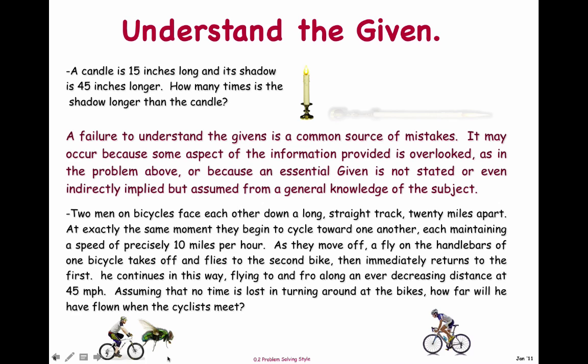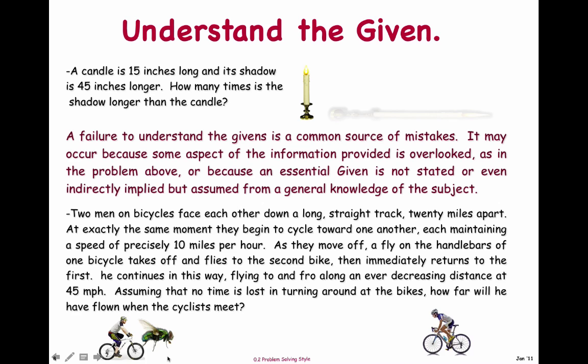Read that sentence. A candle is 15 inches long and its shadow is 45 inches longer. In other words, 45 plus 15, it's 60 inches long, which makes the shadow 4 times longer than the candle. Again, that occurs a lot in chemistry. What happens is you overlook a keyword and then you start with the wrong assumption. Again, understanding the given.